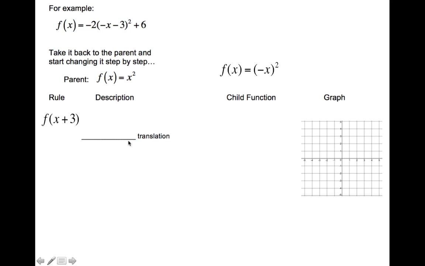Let's put in the description first. So what's going on here? This is a translation. It applies to the x. Therefore, it is what kind of translation? All right, hopefully you put horizontal. And by how many units? Hopefully it shows left 3 units. This is plus, but it's actually going to move left 3 units.